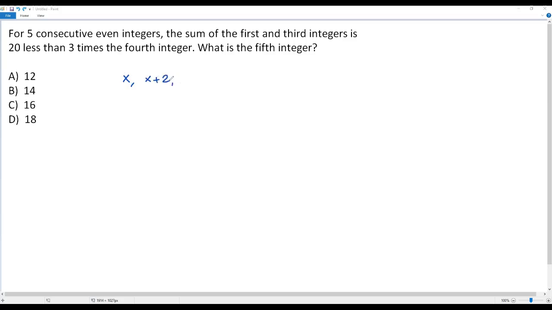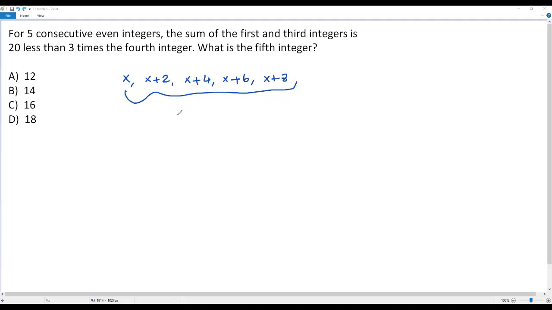Now to get the consecutive even integer after x positive 2, I have to add 2 to this x positive 2, then I'm getting x positive 4. After x positive 4, I add 2 and get x positive 6. And the consecutive even integer after x positive 6 is x positive 8. I just added 2 to this. Now I got the 5 consecutive even integers over here.